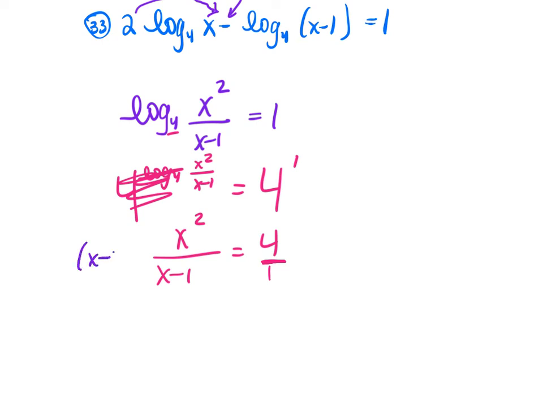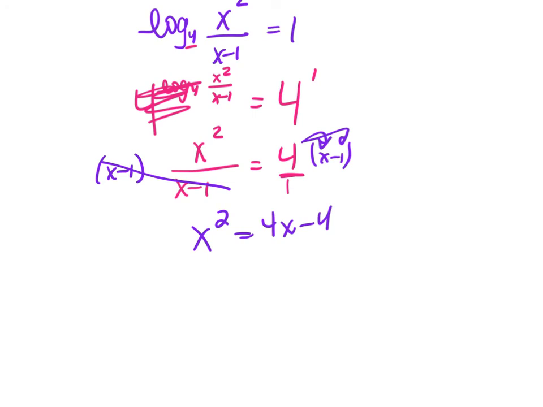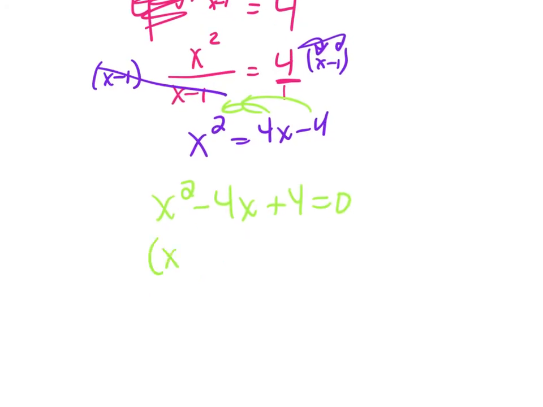If I multiply both sides by x minus 1, those cancel out. I get x squared equals, distribute, 4x minus 4. This is just a quadratic. Let's move everything over to one side. So we have x squared, positive 4x when it moves over becomes negative 4x. Negative 4 when it moves over becomes positive, equals 0. Factor this. What times what gives me a negative 4 when I add or subtract, but a positive 4 when I multiply? That would be negative 2, negative 2.